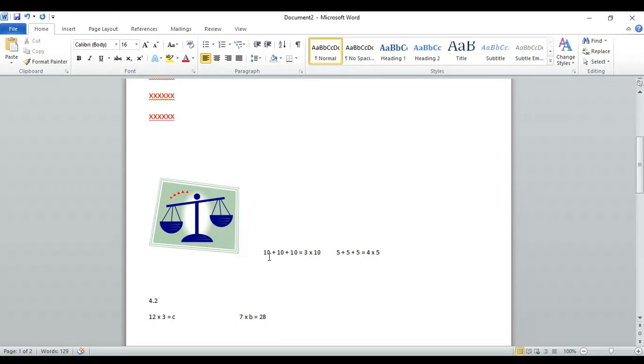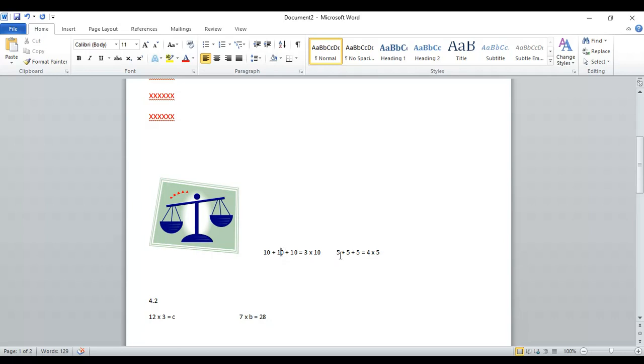So it's asking you, is 10 plus 10 plus 10 equal to 3 times 10? So what is the answer to 10 plus 10 plus 10? Well, it's 30. And what is 3 times 10? Well, it's 30. So yes, these are equal, and your directions say, tell whether this sentence is true. Well, this would be true. So all you would write down is true. There would be a little line there. You're going to write true.